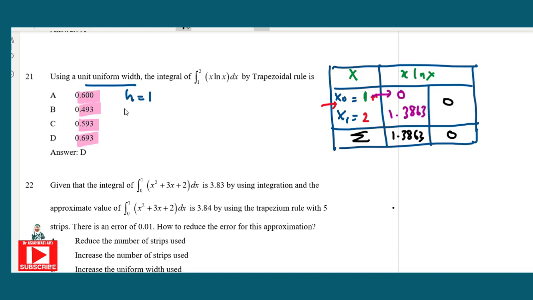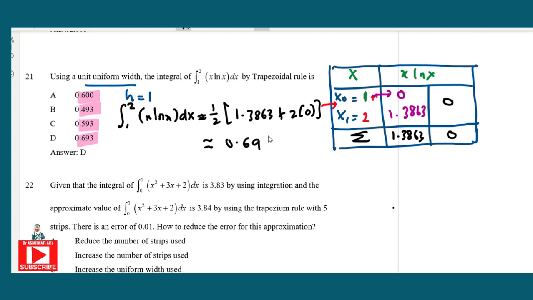Using the formula, the integral of x ln x dx is approximately h over 2, that is 1 over 2, times 1.3863 plus 2 times 0. And then here, you can use the calculator. The answer is 0.6931 or 0.6930.